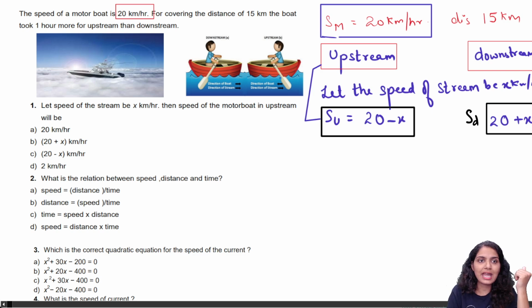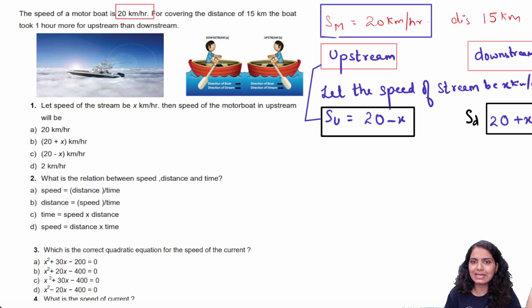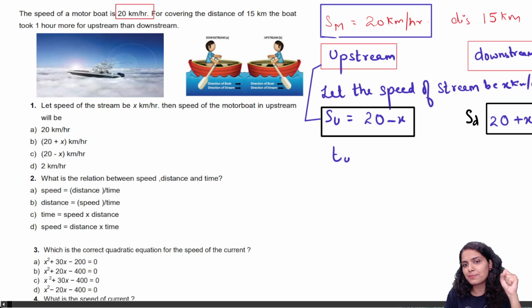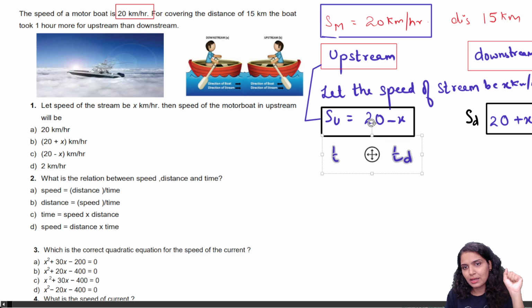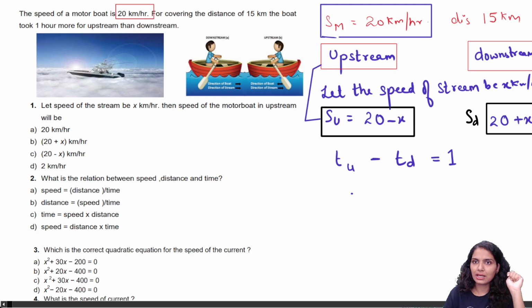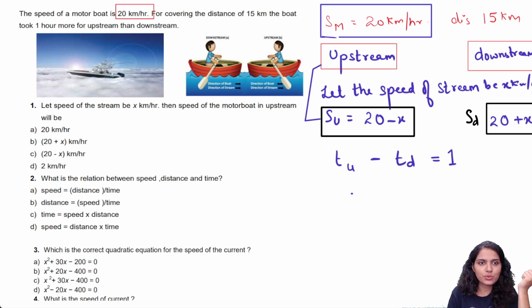So we got the speed for the upstream and the speed for the downstream. Now what they have given next is that the boat takes 1 more hour. It's very clear, when the speed is less for the upstream, the time for the upstream will be more than the time for the downstream, and the difference is given, that is 1. So I can say that the difference between TU and TD will be 1, right? Correct? Okay. So let's see the first question.